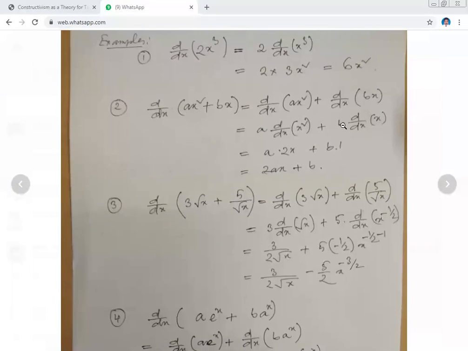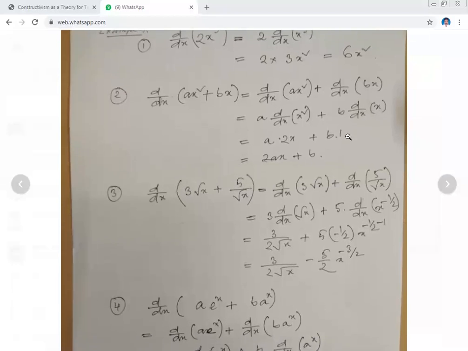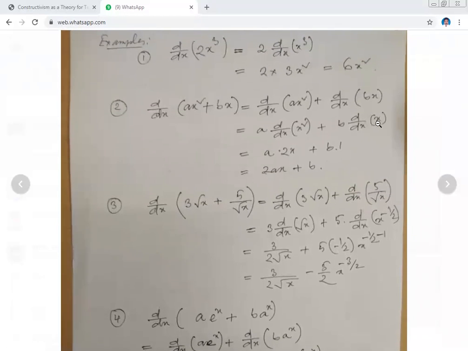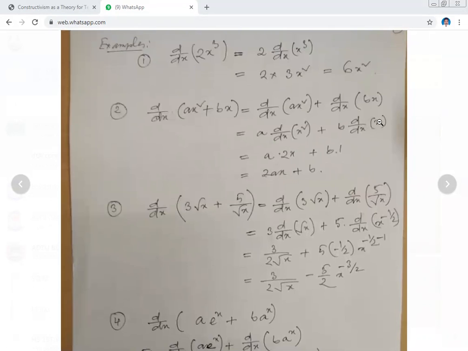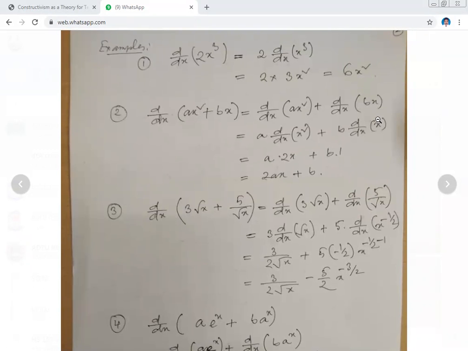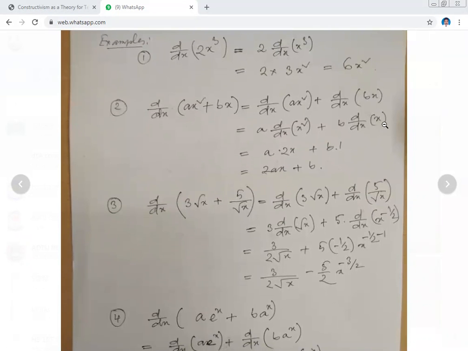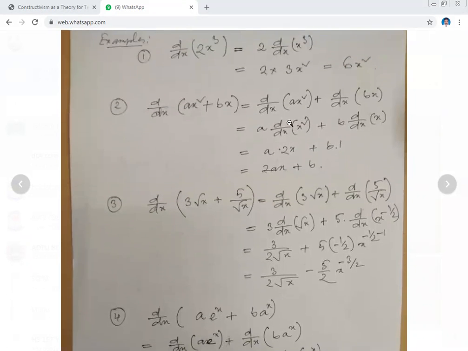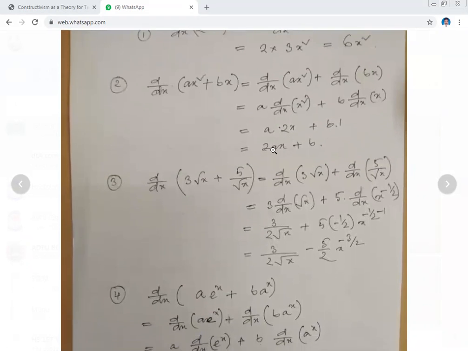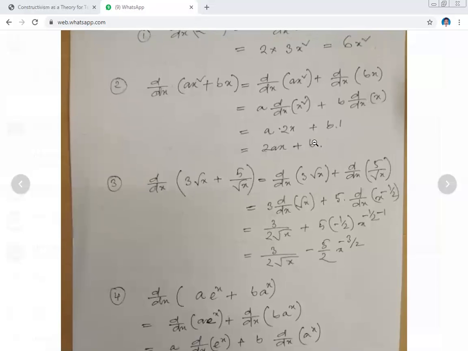B is constant, so it is written outside d/dx of x. And d/dx of x is equal to 1. Using the x to the power n formula, here n means 1, so we follow n into x to the power n minus 1, and we will have x to the power 0, and x to the power 0 means 1. So differentiation of x is 1, and differentiation of x square is twice x. So twice ax plus b is the result.